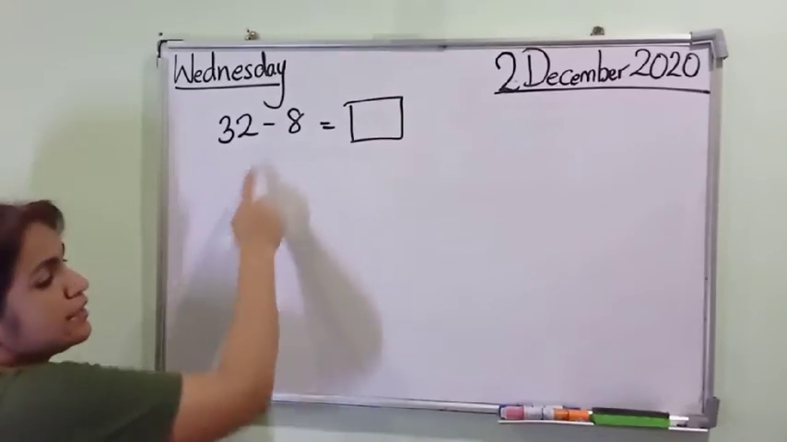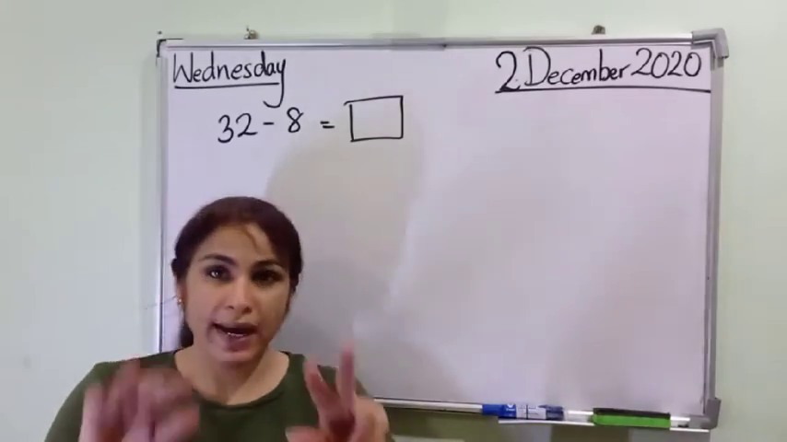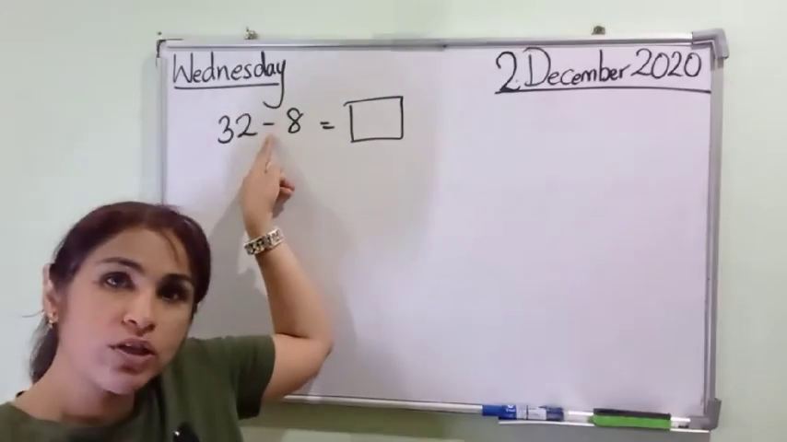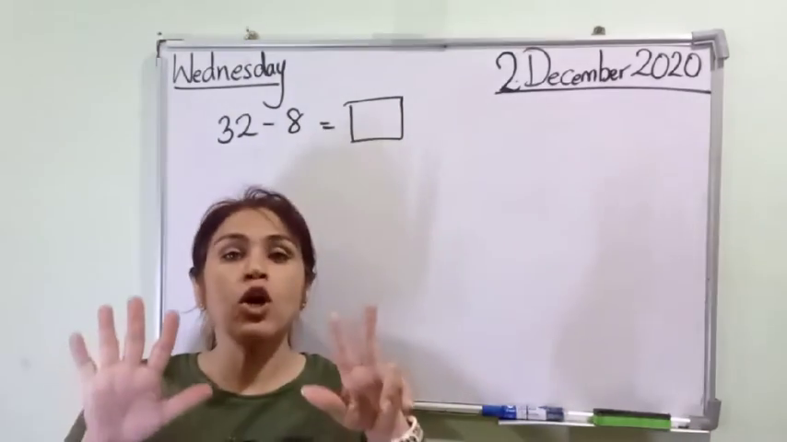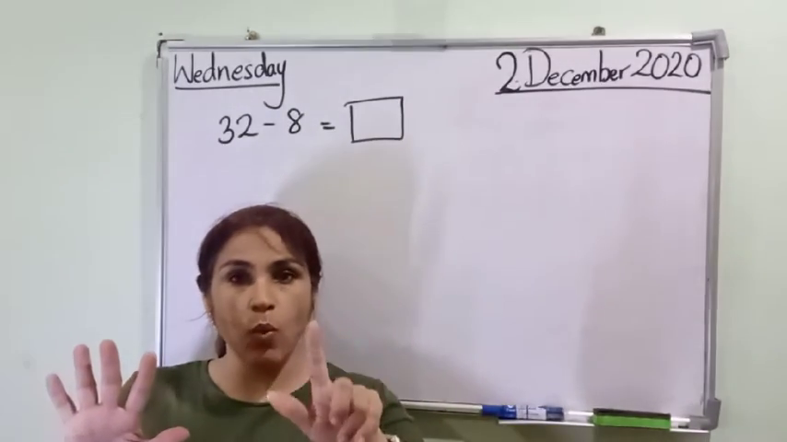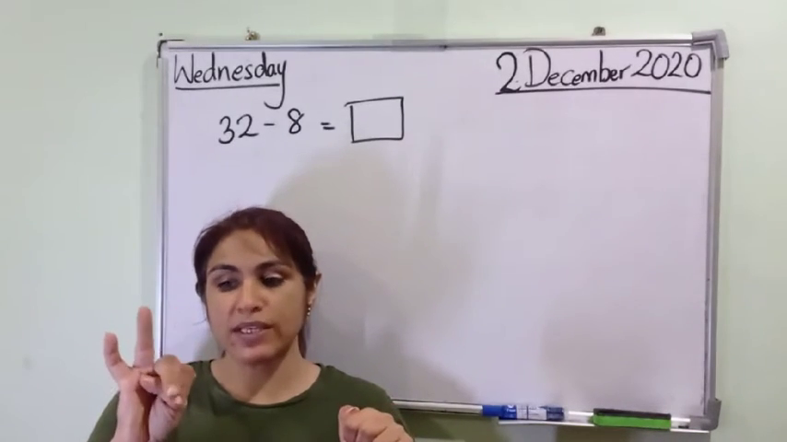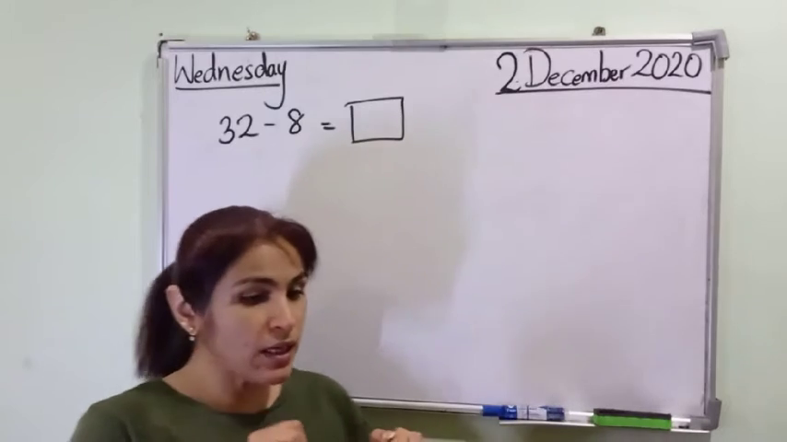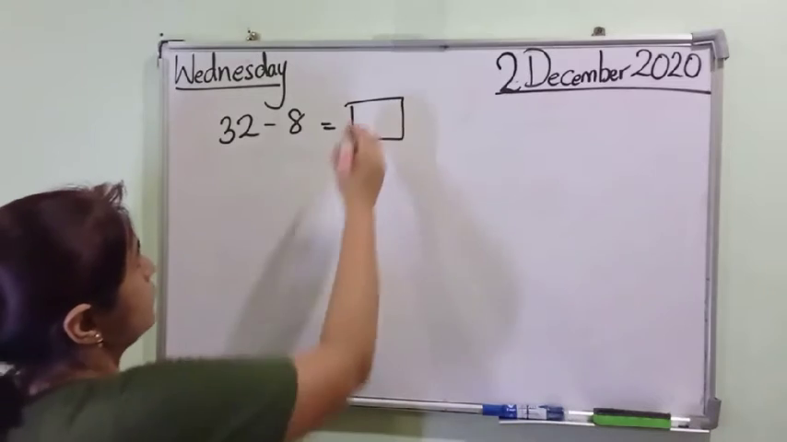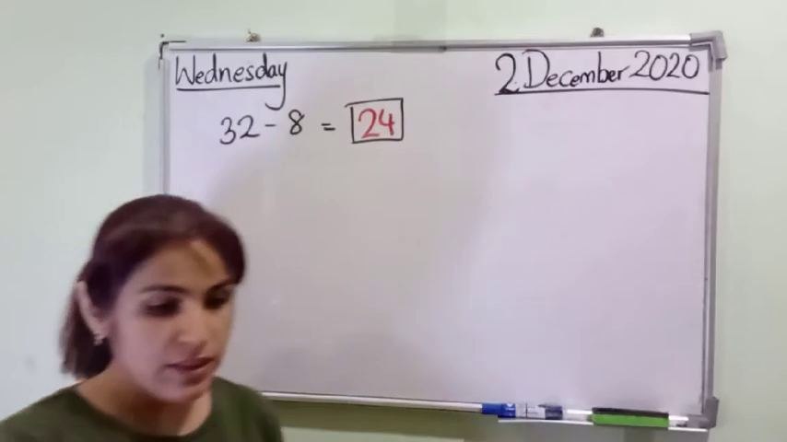Please look here carefully. Let's do the mental maths first. 32 in your brain. Hold up your 8 fingers. Backward count. Please look here. This is subtraction. So you need to backward count. So from 32, what comes before 32 is 31, 30, 29, 28, 27, 26, 25, 24. So you have to write 24.